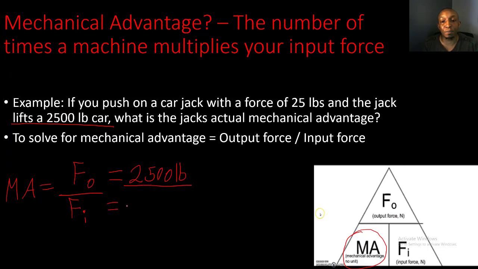The amount of input force we use to move that jack is going to be 25 pounds. So our output force is 2,500 pounds divided by our input force, which is 25 pounds, and the mechanical advantage of this jack is going to be 100.